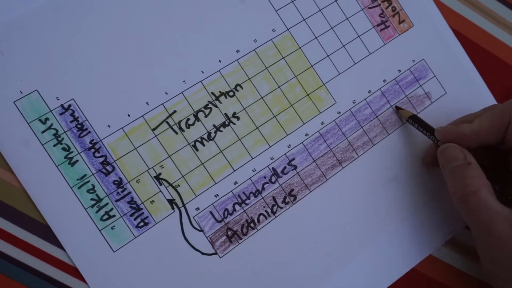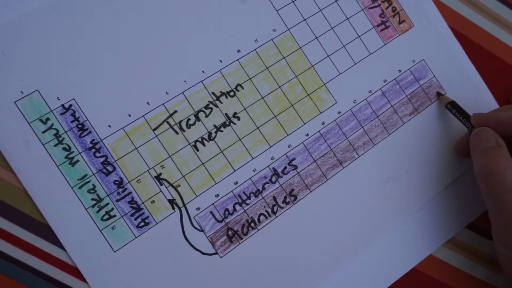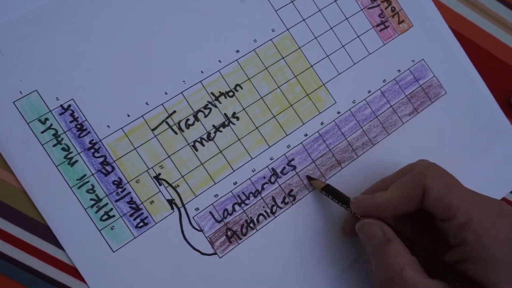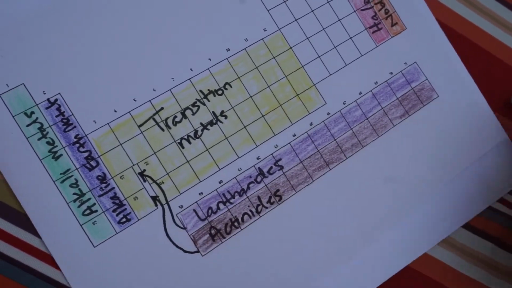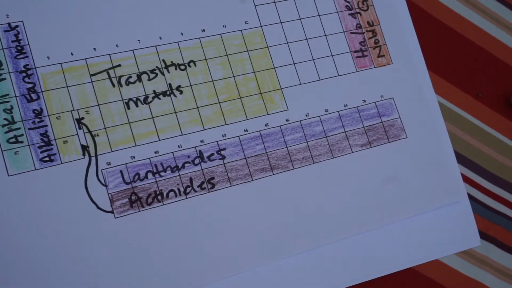This section is where you find plutonium and uranium, a lot of radioactive elements down here in the lanthanide and actinide series. A lot of big, giant, heavy nuclei that are unstable.